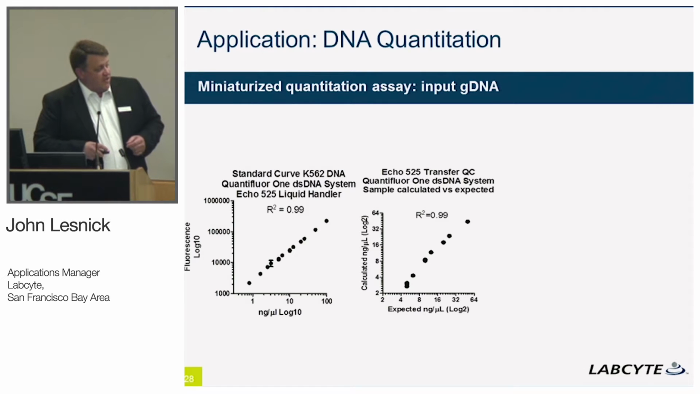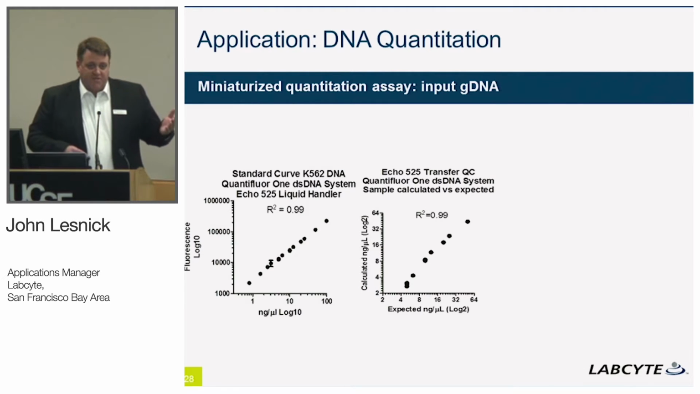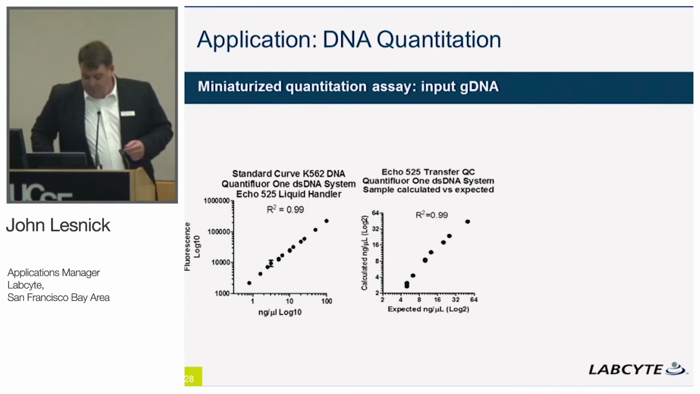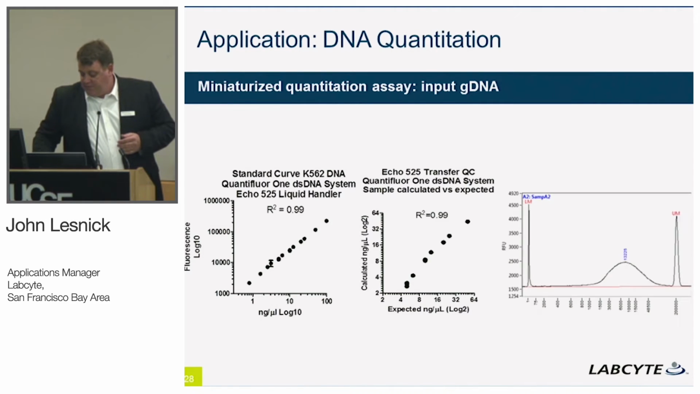There's a slight deviation off center, which might just be the initial quantitation from the vendor. It may be in my hands. But the linearity is what's important in terms of showing the accuracy of the transfer. And there are error bars on there, so the DNA transfer from the Echo is quite precise.